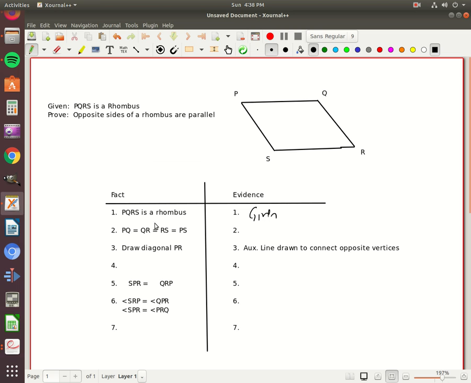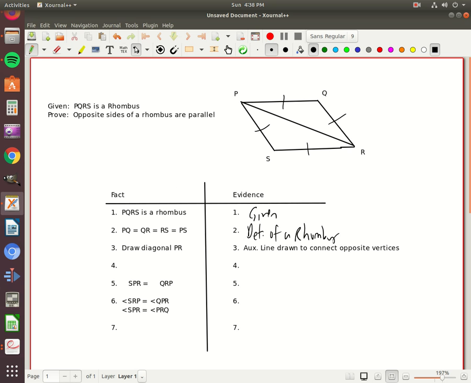A rhombus basically just means all the sides have the same length. So I know PQ is the same as QR, is the same as RS, is the same as PS. That's actually the definition of a rhombus. Next, it says this is given. Draw a diagonal PR. So it's having us draw this here. And hey, look at that, I turned them into triangles. And we can do that because an auxiliary line drawn to connect opposite vertices. So we can just sort of draw a line if we want and draw an auxiliary line.